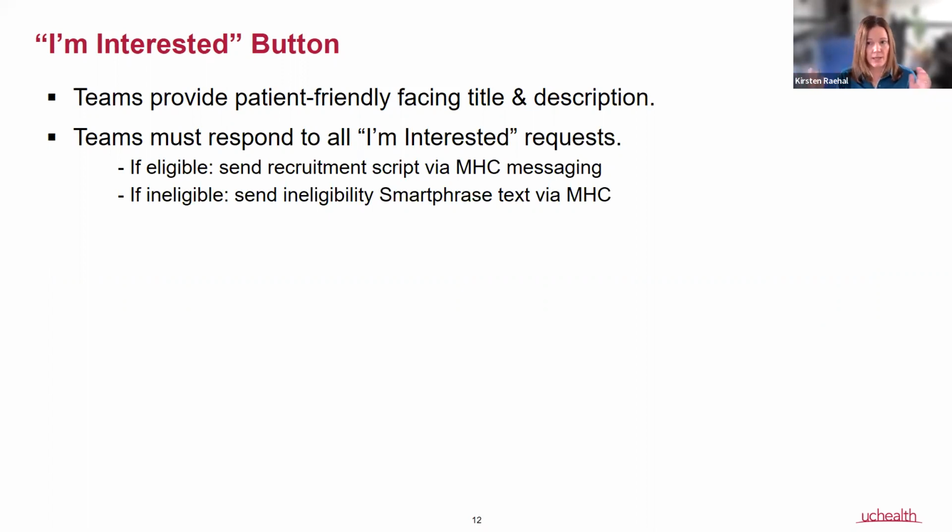Now, once a patient says, hey, I'm interested in learning more about this study, we ask the study teams to again verify eligibility, just make sure that they're a good candidate. And if it is determined that they do seem to be potentially eligible, the next step is to send the recruitment script via My Health Connection messaging. So you're going to go into the inbox or go into InBasket and insert your recruitment script and send it to them. If they're deemed ineligible, then we ask that the study team send them an ineligibility smart phrase text via My Health Connection. And all that information is provided in the training video that's accessible on our SharePoint site.